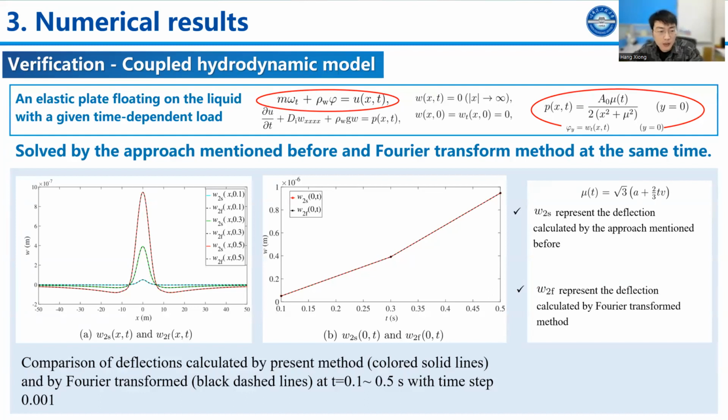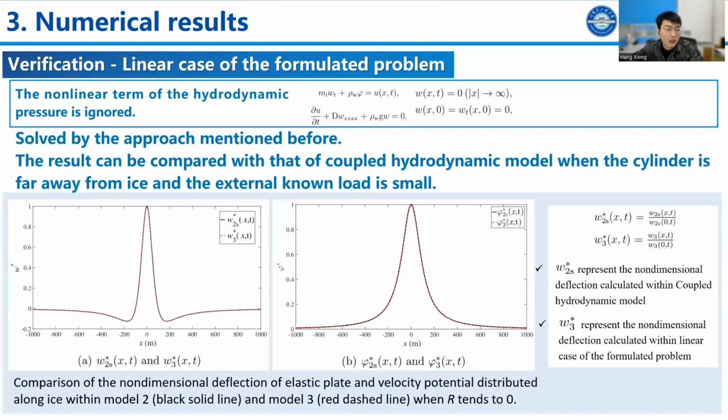Next, the results are provided in figures. This is the linear case of the formulated problem. The nonlinear term of the hydrodynamic pressure is ignored here, and it is solved by the approach mentioned before. It is provided here to compare with that of the coupled hydrodynamic model when the cylinder is far from the ice and the external load is small.